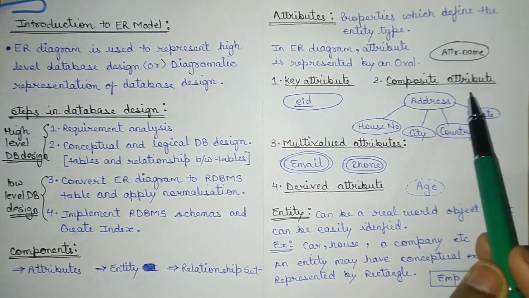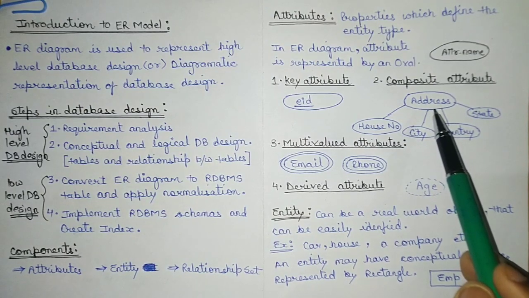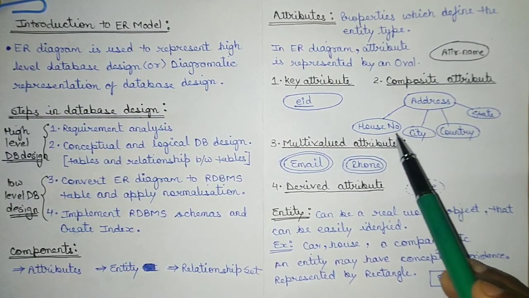Second is composite attribute. So this composite attribute is a composition of multiple attributes.